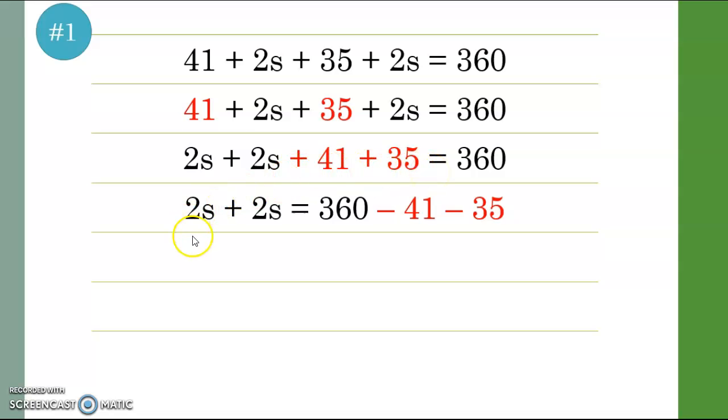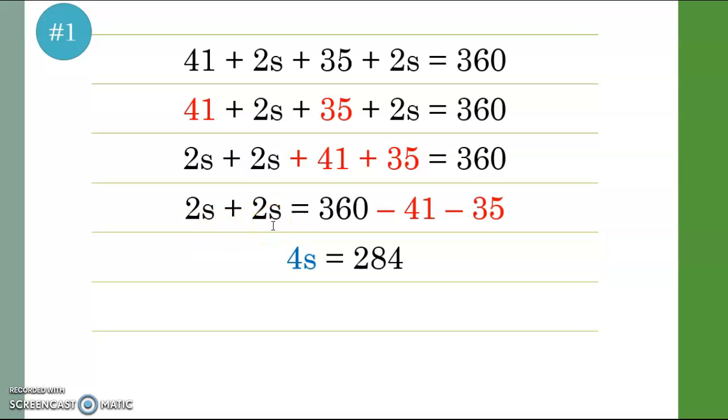So on the left now, all I have is 2s plus 2s. But on the right, I've got a more complicated expression that we need to work out. So I have 360 minus 41 minus 35. On the next step, we're going to simplify a bit. I've got 2s plus 2s.